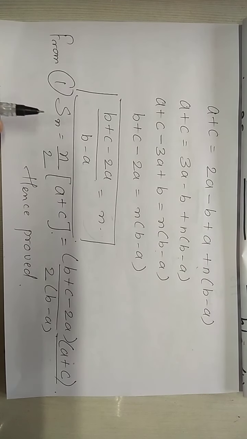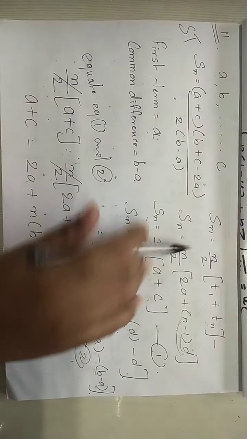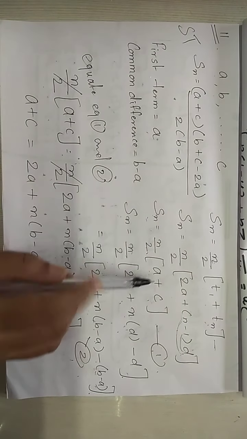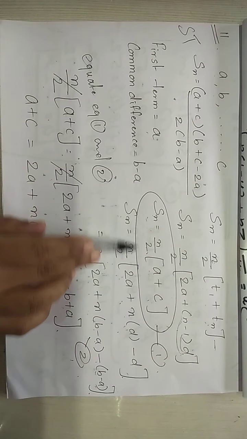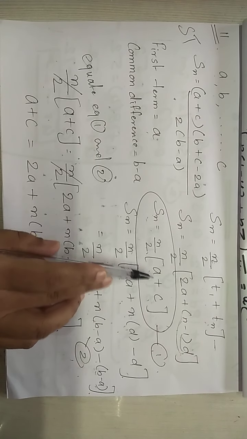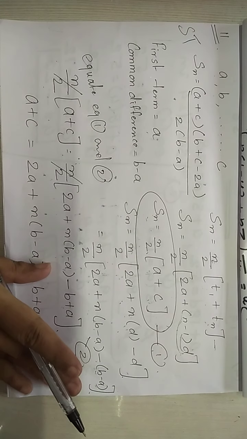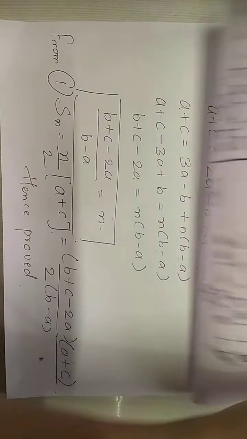Now the formula of Sn, which we have learned and which we have used over here, we had two formulas of Sn, that is T1 plus Tn, and this formula also. The first formula we got the answer, Sn is equal to n upon 2 times (a plus c). So I will use this formula now. Let's write it down over here. Sn is equal to n upon 2 times (a plus c).